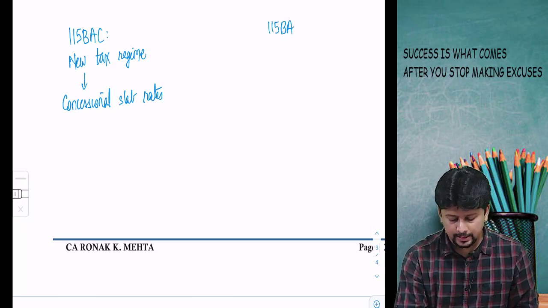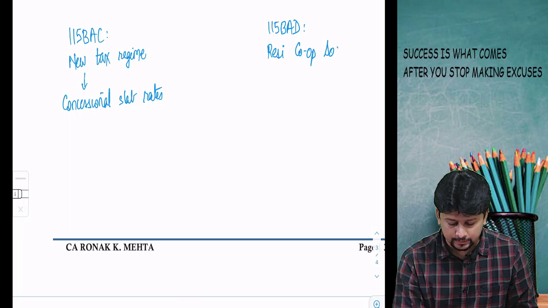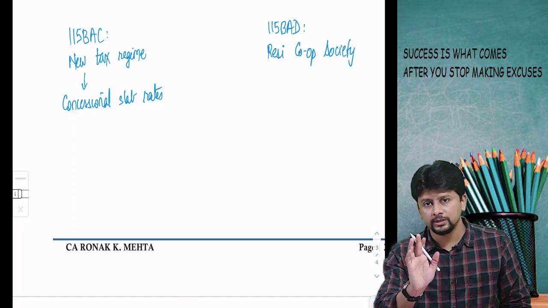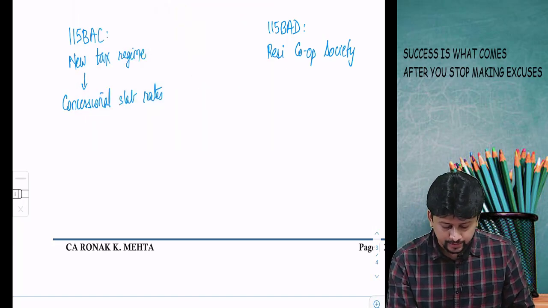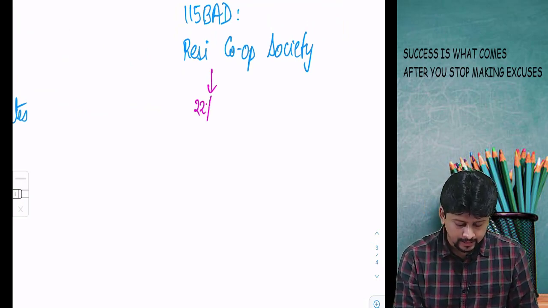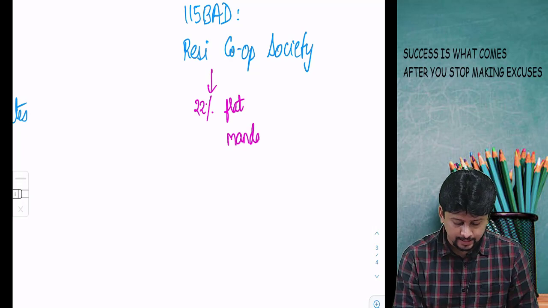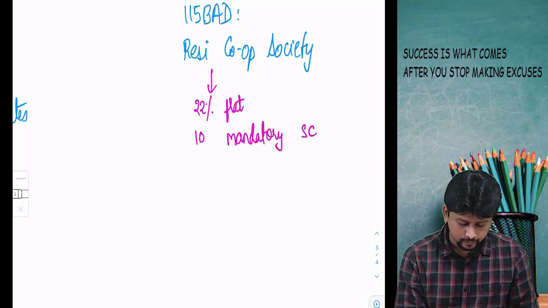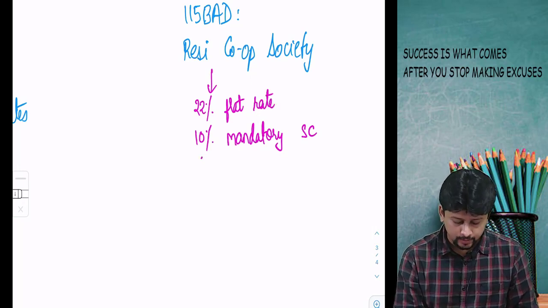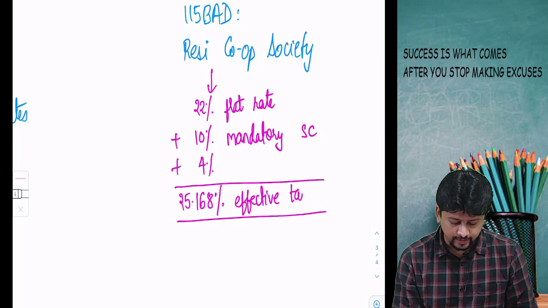115 BAD, this is applicable for resident cooperative societies. You will not get a question based on this in your exams, but just for your knowledge, remember this small thing that I am mentioning. Your tax will be at a flat rate of 22%. There will be a mandatory surcharge of 10%, and of course 4% health education cess. So 25.168% will be your effective tax rate.